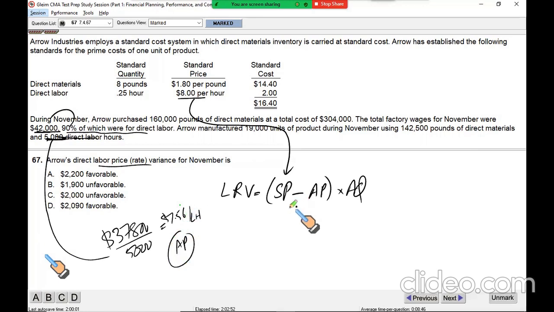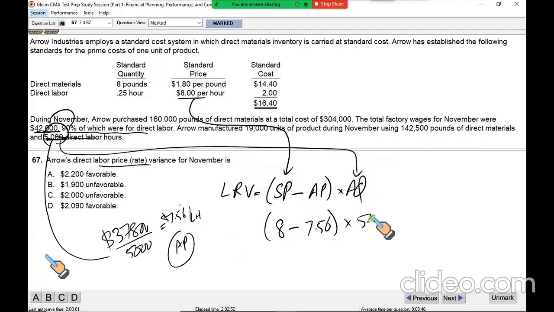So, gentlemen, we have the standard price $8, actual price 7.56, multiplied by the actual quantity of hours worked. Our laborers work for 5,000 hours, which means actual quantity is 5,000 labor hours. If you simplify this, you should get your answer: 8 minus 7.56 multiplied by 5,000. That gives you 2,200, and it's a plus. It's a plus number, and I told you when it's plus, it's favorable, and that means A is the right answer.